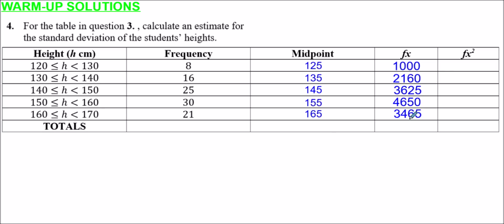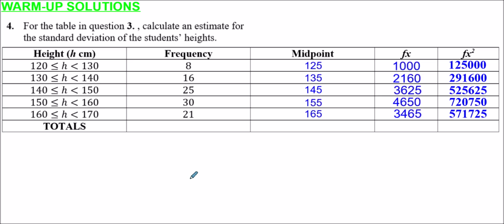So you should have got these values here, and then fx squared. What we're going to do next is take the frequency and multiply by the midpoints squared. So the first one would be 8 multiplied by 125 squared, which will give us this answer here. Then 16 times 135 squared will give us this answer here, and so on. So the next and final column, you should get this.